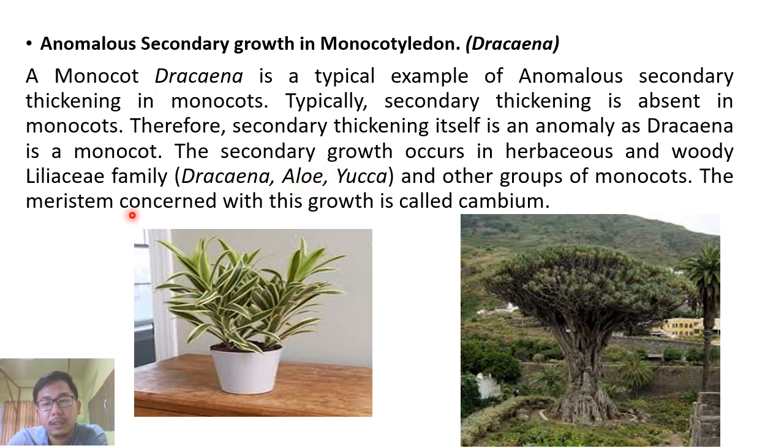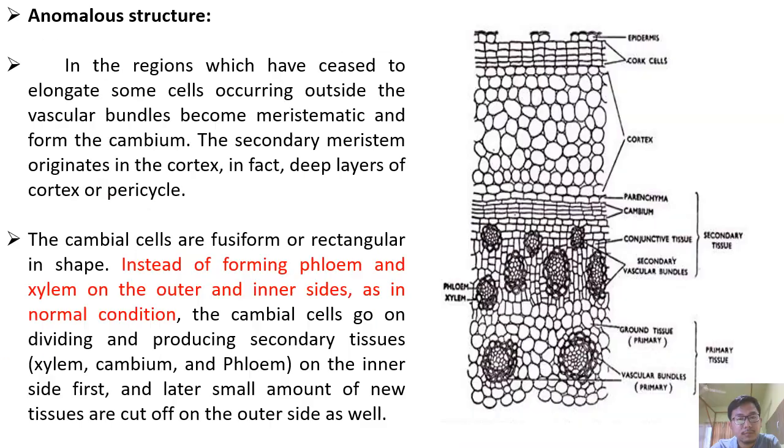Alright, it is a monocot. That means the seed cannot be divided into two different cotyledons, only one cotyledon. So let's see. This is a picture or diagram representing anomalous secondary growth in Dracaena. So these are the normal ones, called primary vascular bundles. It includes ground tissue, that means parenchyma tissue. And from here to here, these are the anomalous secondary growth. Alright, anomalous secondary growth in Dracaena.